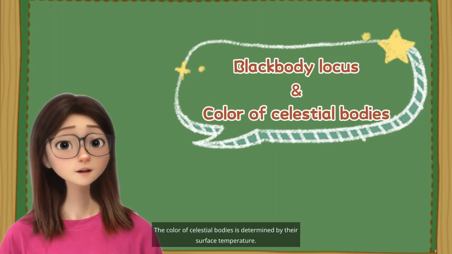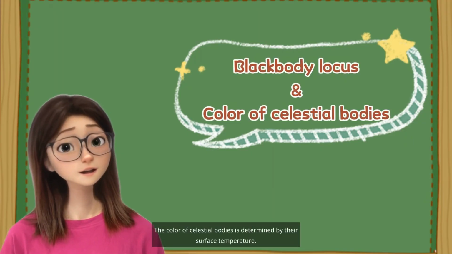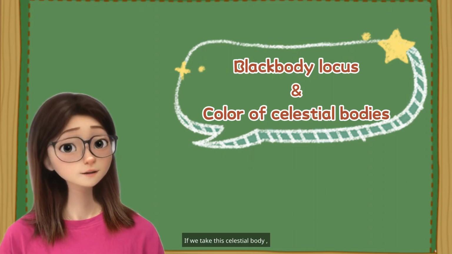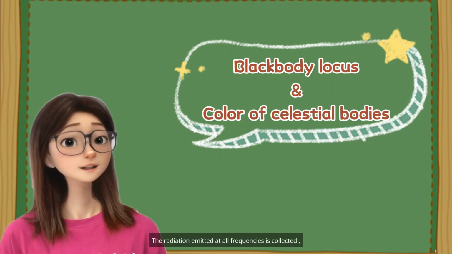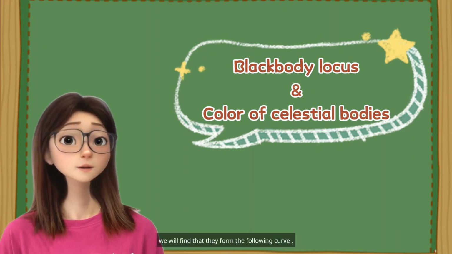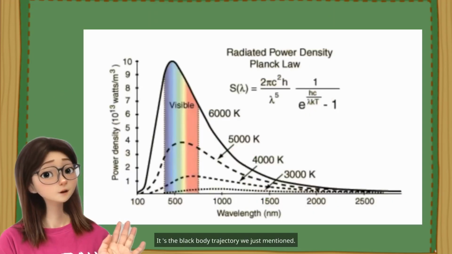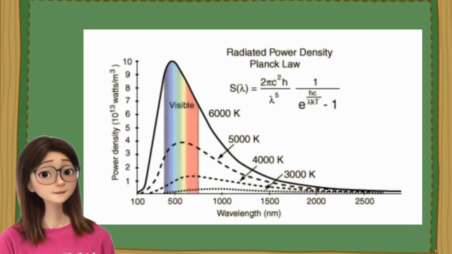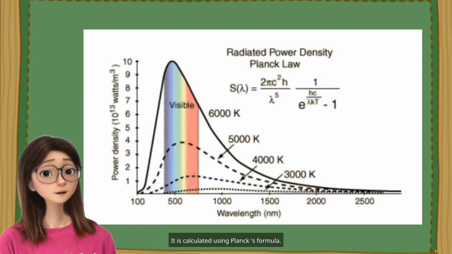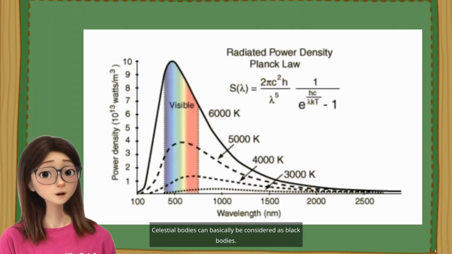We know that the color of celestial bodies is determined by their surface temperature. If we collect the radiation emitted at all frequencies by a celestial body, we will find that they form the following curve. It's the blackbody trajectory we just mentioned. It is calculated using Planck's formula, so to some extent, celestial bodies can basically be considered as black bodies.